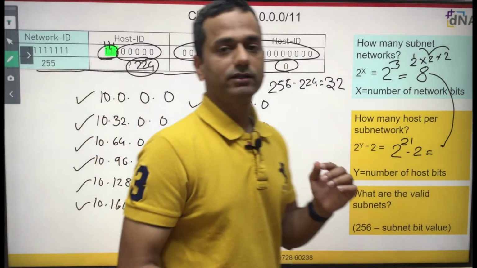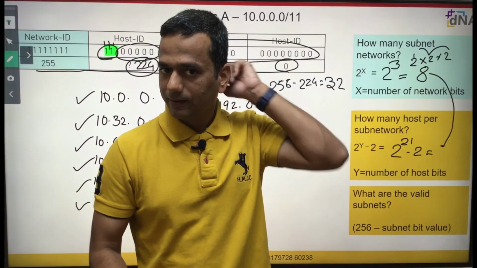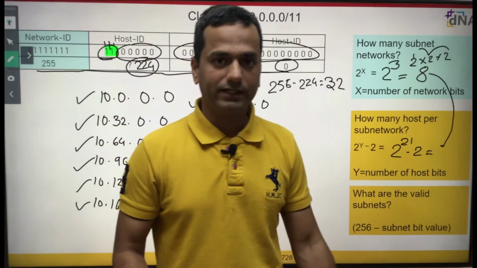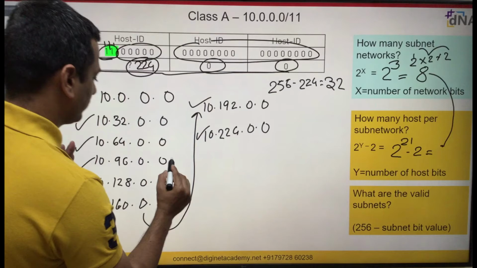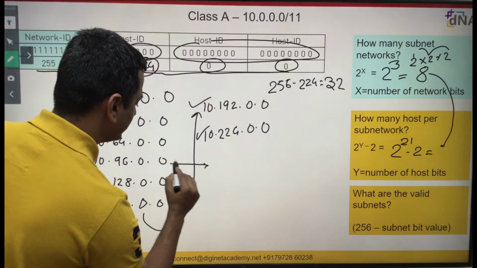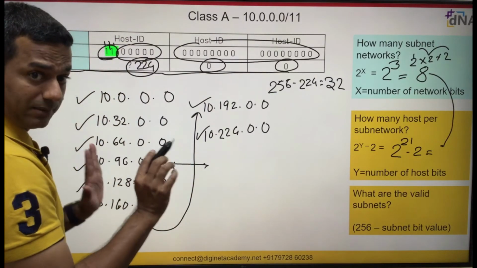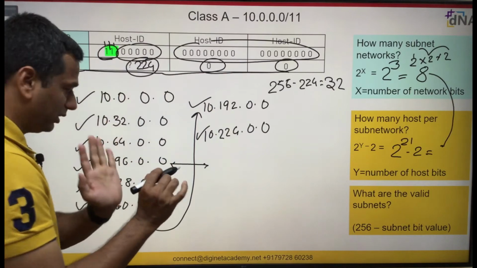Total how many subnetworks am I getting now? Right? 8 subnetworks I am getting, right? Perfect. So now guys, tell me, calculate the network and broadcast address of this network. Simple. Just apply the simple logic.